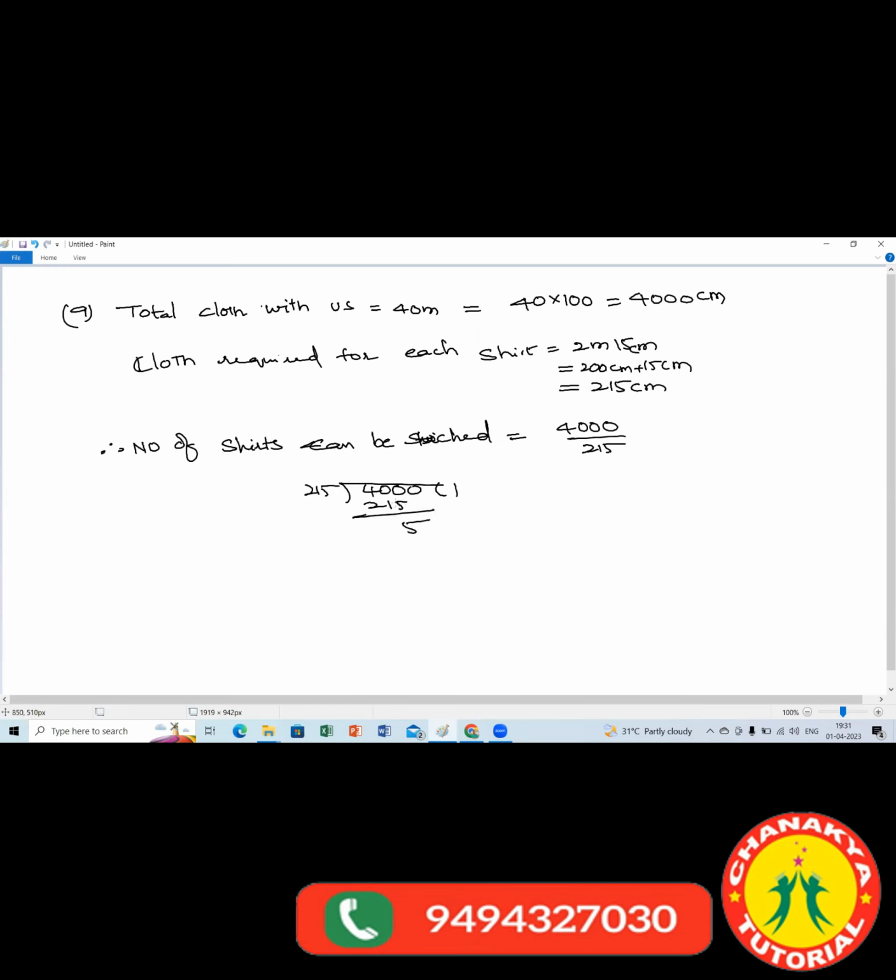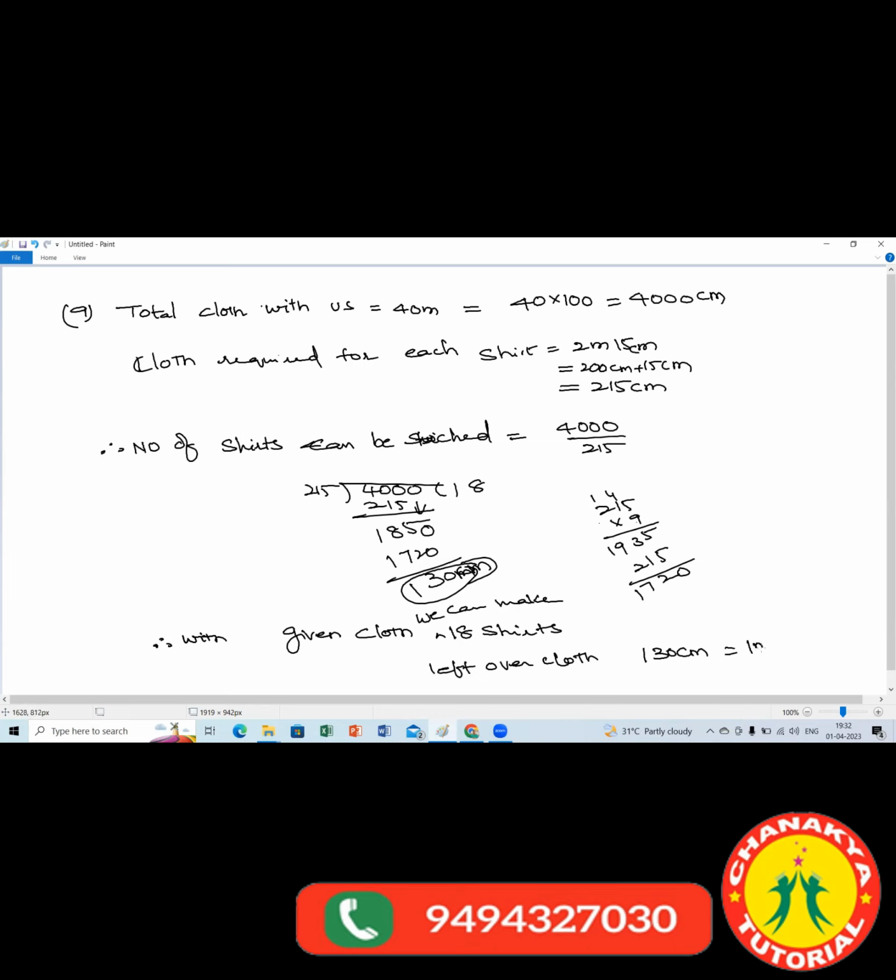1720. How much cloth was left over, children? The centimeter cloth was left over. So how many shirts can we make? We can make 18 shirts. Therefore, with the given cloth, we can make 18 shirts and the leftover cloth is 130 centimeters or 1 meter 30 centimeters.